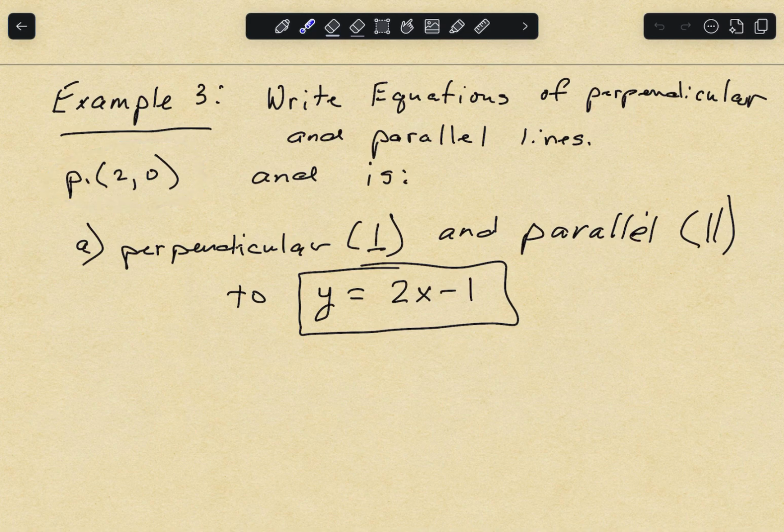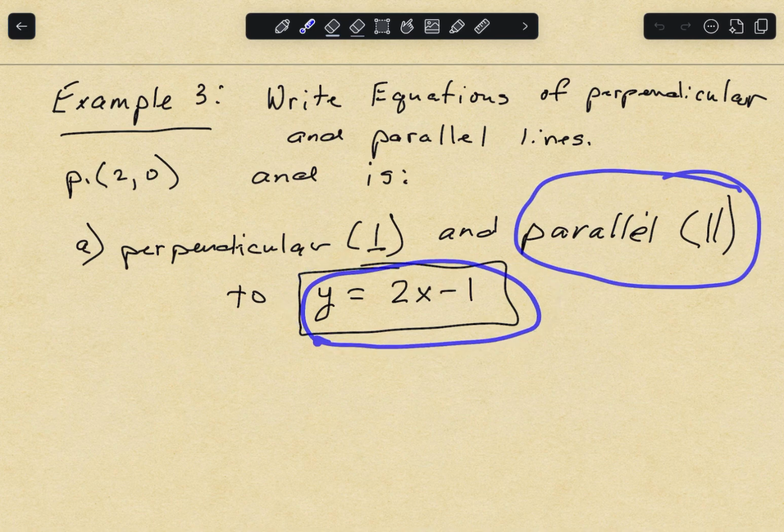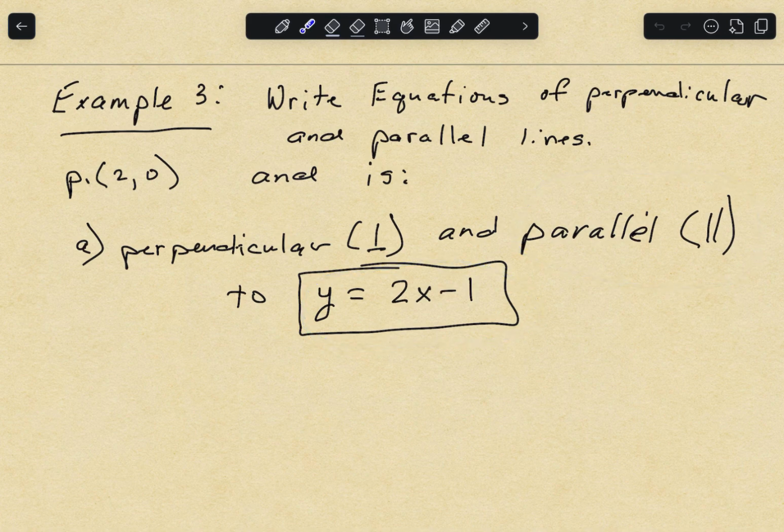(2, 0), and we want to write an equation where the line is perpendicular to this equation, and then we want to write another one that's parallel to this equation. That's how we want to do this. Now, we must ask ourselves, what is it that makes a line parallel and perpendicular? Well, if it's parallel, that means they have the same angle.